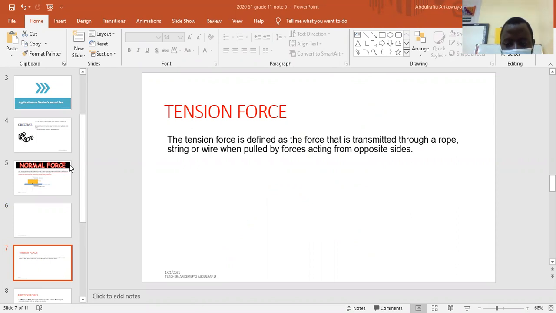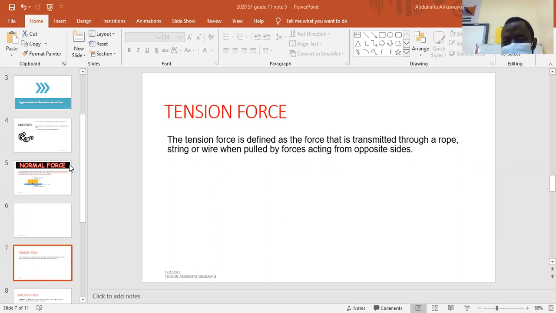Now let's go to the tension force. Now, this is another type of force. It is defined as the force that is transmitted, right? Meaning that is transferred through a rope, string, or wire when pulled by force acting from opposite side, right? So this is tension force.